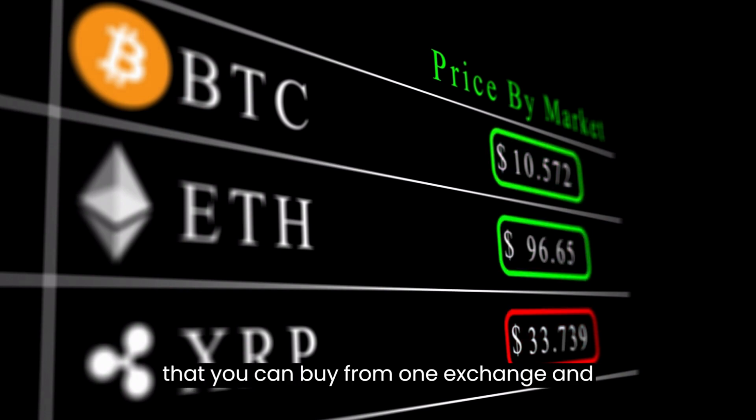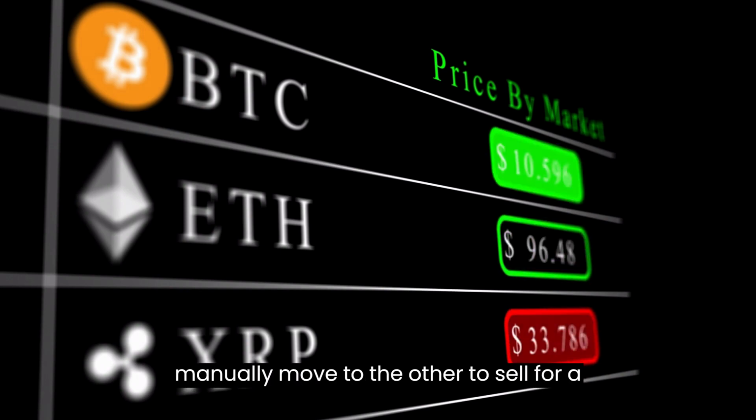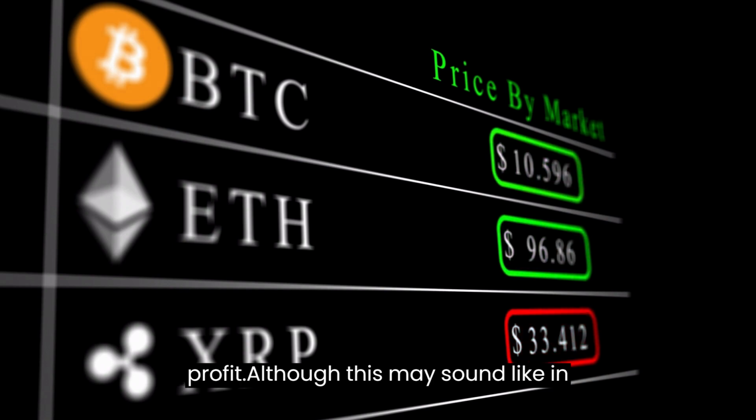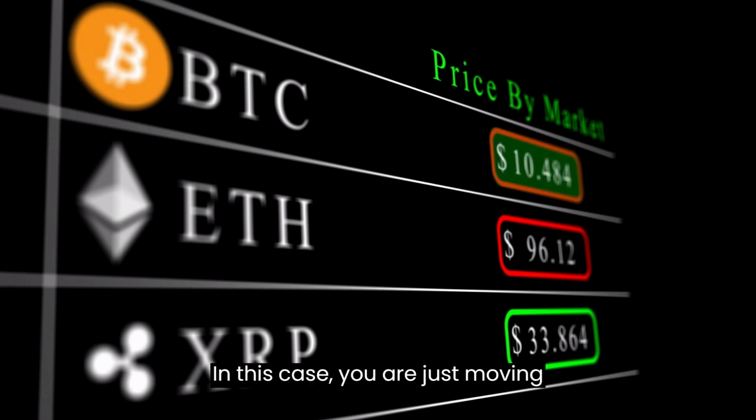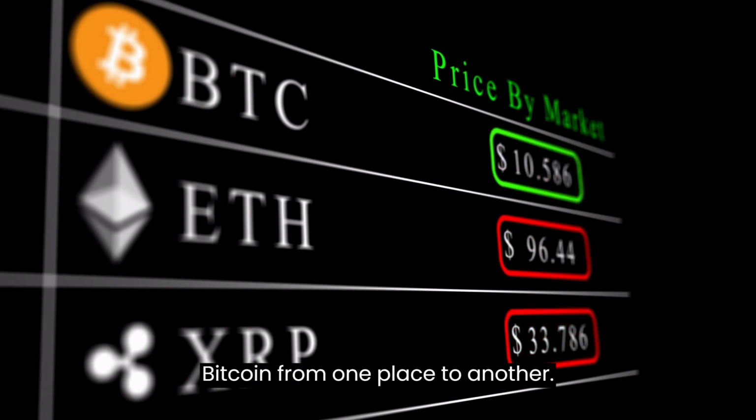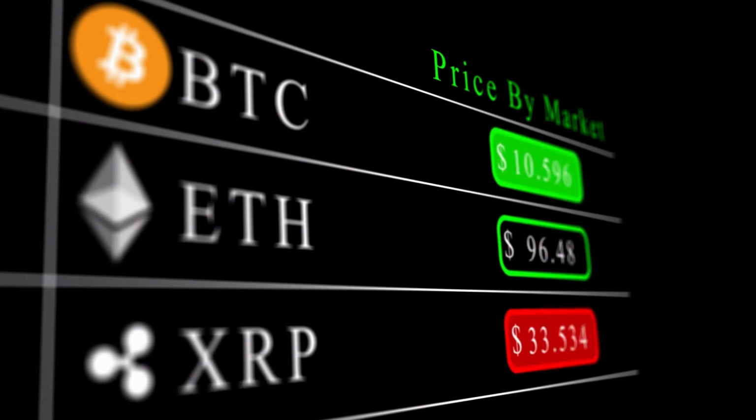You are not required to purchase and sell based on real-time prices, which means that you can buy from one exchange and manually move to the other to sell for a profit. Although this may sound like inter-exchange arbitrage, it is not. In this case, you are just moving Bitcoin from one place to another.